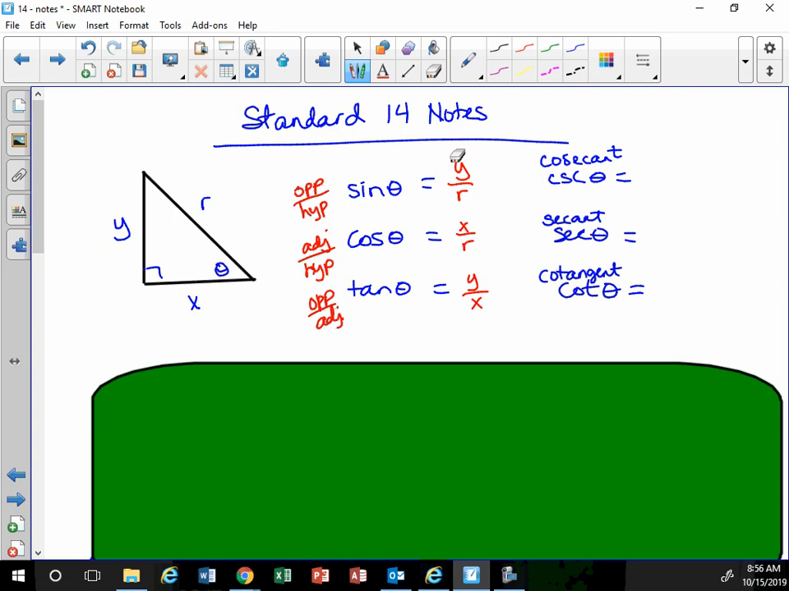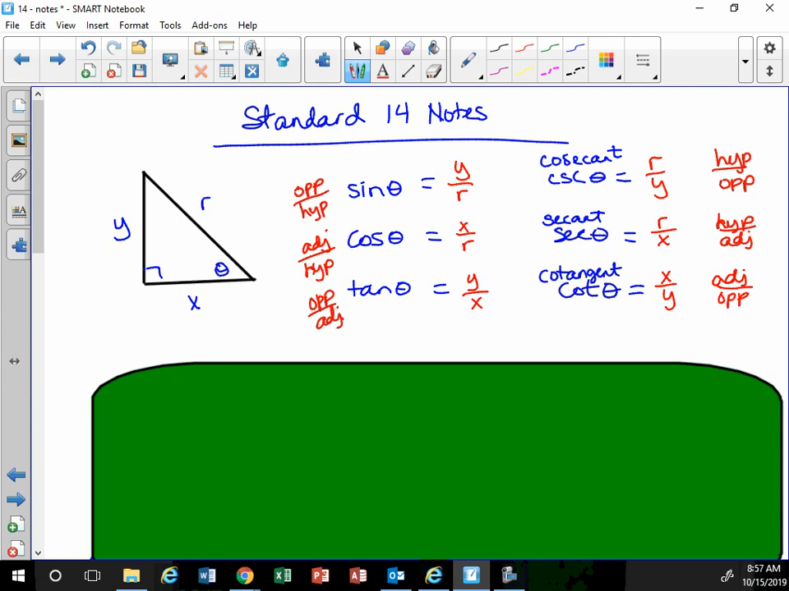So cosecant goes with sine. So since sine was y over r, this is going to be r over y. So instead of opposite over hypotenuse, it's hypotenuse over opposite. So what do you think secant's going to be? R over x, good. It's hypotenuse over adjacent. And then what's cotangent? Yep, x over y. It is adjacent over opposite.